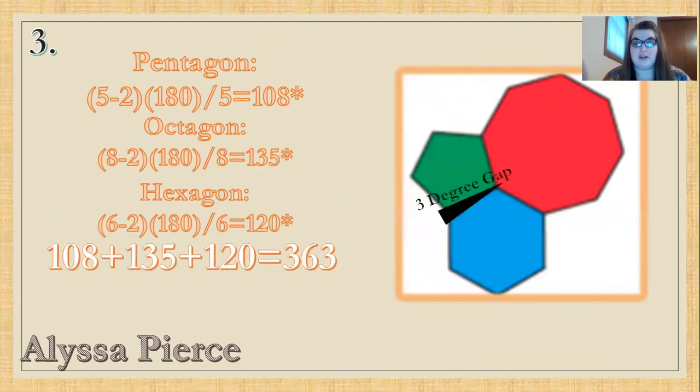So here's what Myra can do. If she were to add a 3-degree gap, meaning that those shapes would no longer touch right on each other, that would mean we could subtract those 3 degrees from the 363 and give her a 360-degree vertex angle. And there you go, Myra.